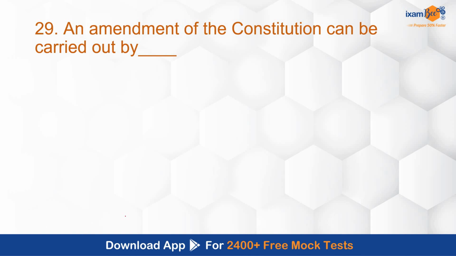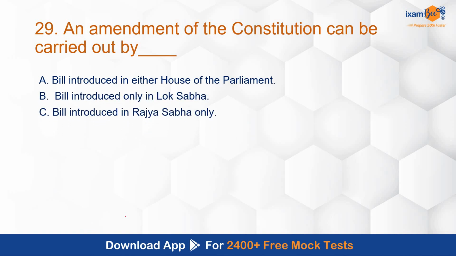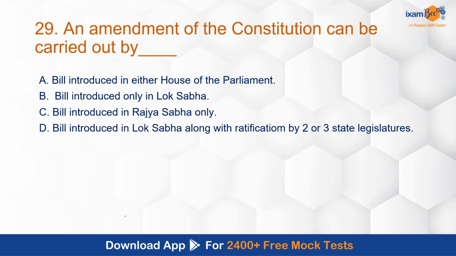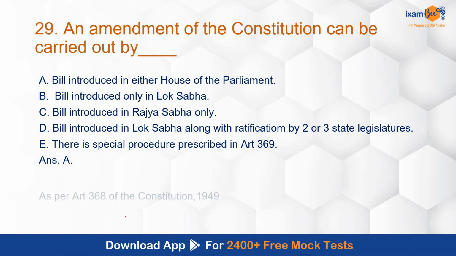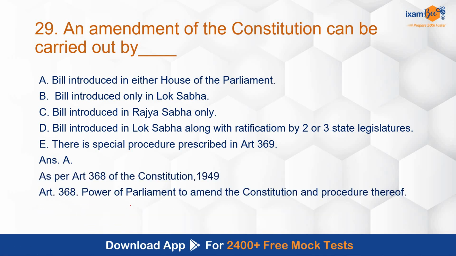Question number 29. An amendment of the Constitution can be carried out by: a bill introduced in either House of Parliament, a bill introduced only in Lok Sabha, a bill introduced only in Rajya Sabha, or a bill introduced in Lok Sabha along with ratification by 2/3 of state legislatures. There is a special procedure prescribed under Article 368. Correct answer is A, bill introduced in either House of the Parliament. So the Constitution can be amended by a bill introduced in either House of the Parliament as per Article 368 of the Constitution of India. This article talks about the power of Parliament to amend the Constitution and the procedure thereof.